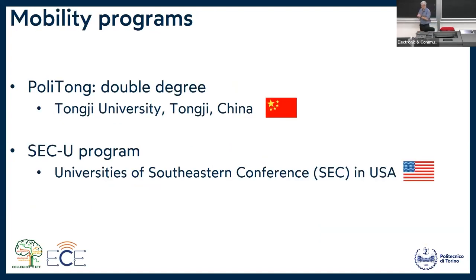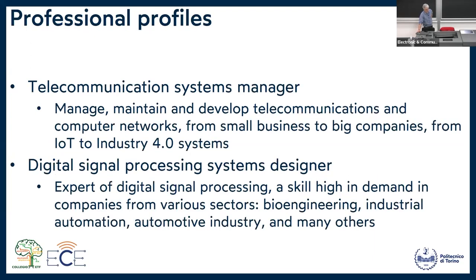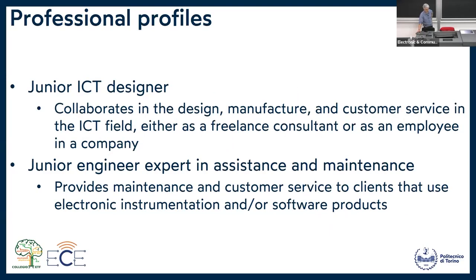If you would like to move from Italy, from Torino, you can go to China or Florida very easily, because there are exchange programs with Tongji in China and with Southeast Florida and the like. It's pretty easy if you have good grades. There are a lot of opportunities to get a grant to spend the third year abroad. What you will do: telecommunication system manager, digital signal processing system design, junior ICT designer. You see this on the web.